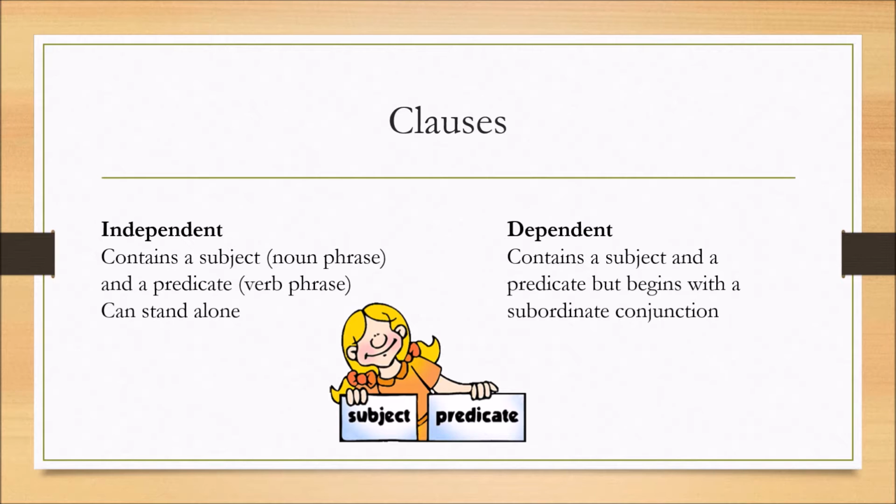Clauses. We have independent and dependent clauses. Independent clauses contain a subject and a predicate. An example would be, I went to the store. This sentence can stand on its own. Then we have dependent clauses. It contains a subject and a predicate as well, but it begins with a subordinate conjunction. If I use the same sentence, but I add the word because in the beginning, it makes it dependent. Because I went to the store. This sentence cannot stand on its own.